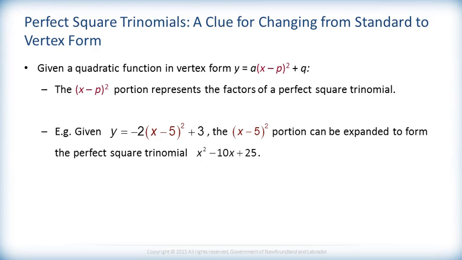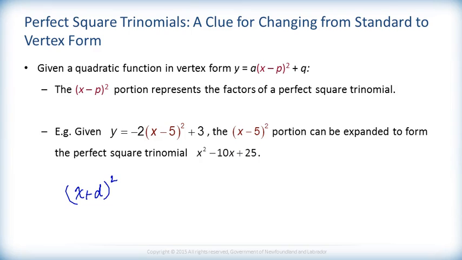Let's have a close look at the vertex form of a quadratic function. That form is y equals a outside of x minus p squared plus q. That x minus p squared portion represents the factors of a perfect square trinomial. So for example, if I give you this function, y equals -2 outside of x minus 5 squared plus 3, the x minus 5 squared can be expanded to form the perfect square trinomial x squared minus 10x plus 25.